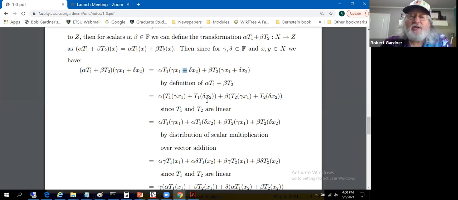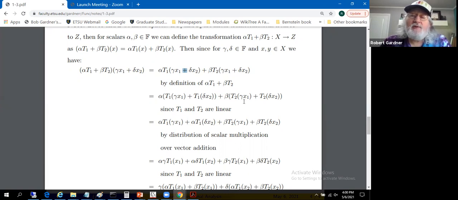Definition of linearity, T1 is linear. And the same thing with the T2 transformation. It's also linear. We've got an alpha out front of the T1s and a beta out front of the T2s. Notice the parentheses, the books are balanced.